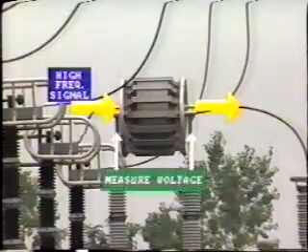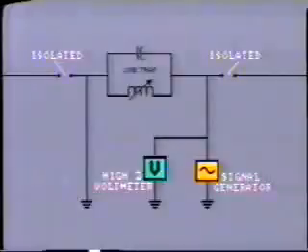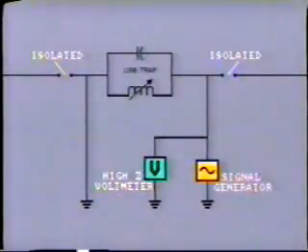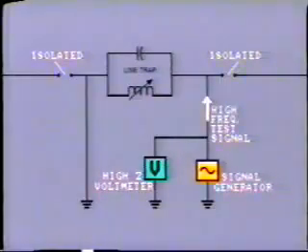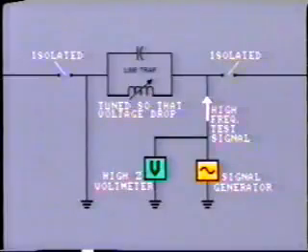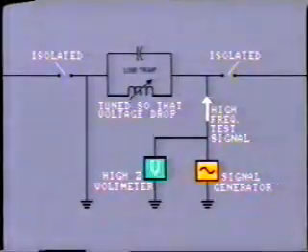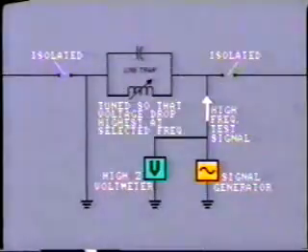The test is conducted by injecting a high-frequency signal into the circuit and measuring the voltage drop across the line trap. This simple schematic shows one method. The signal generator provides the test signal at selected frequencies, and the line trap is tuned so that the voltage drop, as measured by a high-impedance voltmeter, is highest at the selected resonant frequencies.